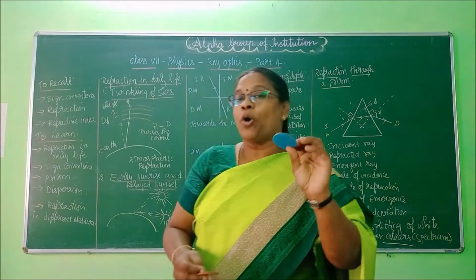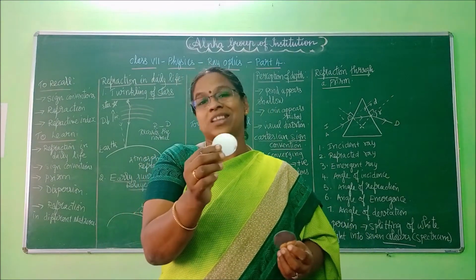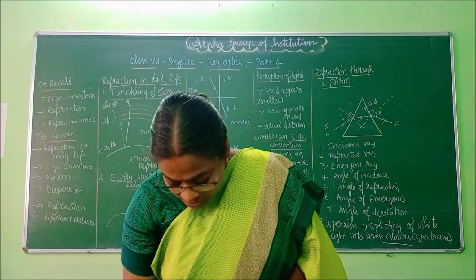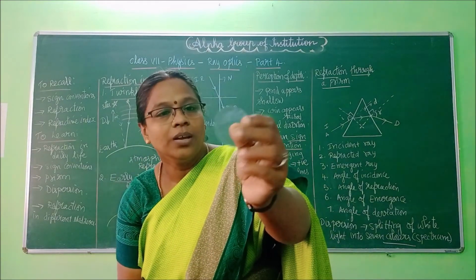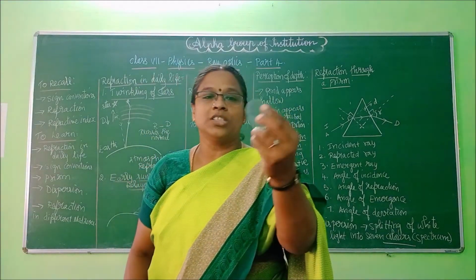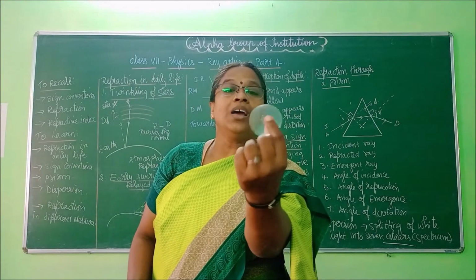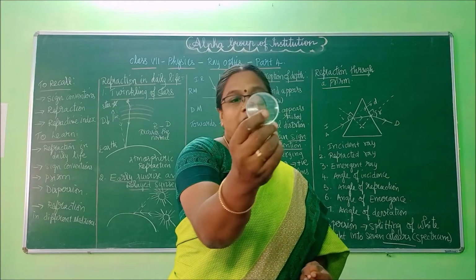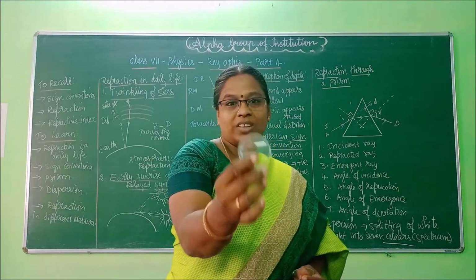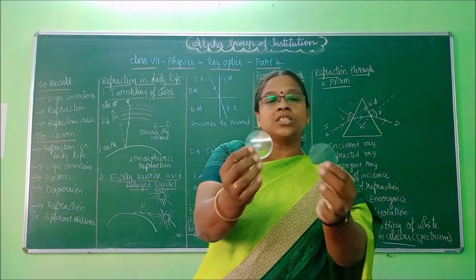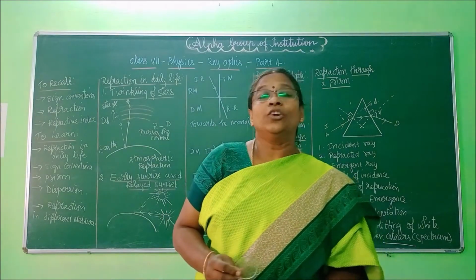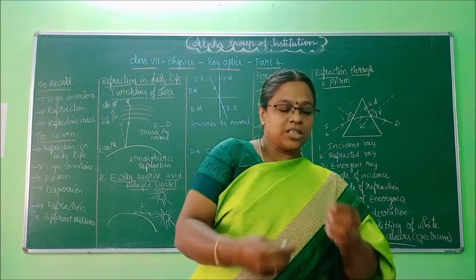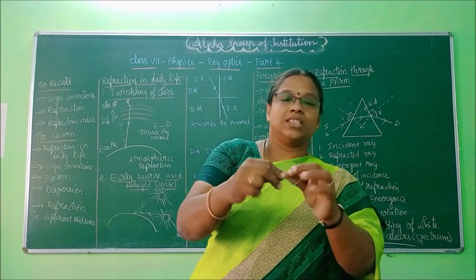Here one side is polished and one side is reflecting. So this we call as mirrors. Now I will show you another thing. See, there are no polished surfaces here. Both are refracting surfaces. So if no polished surfaces are there, we call it a lens. So this is concave lens and this is convex lens.